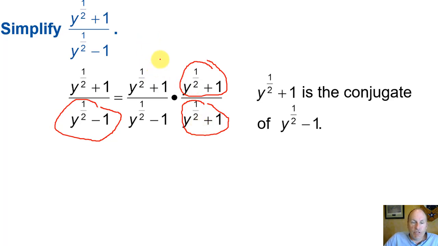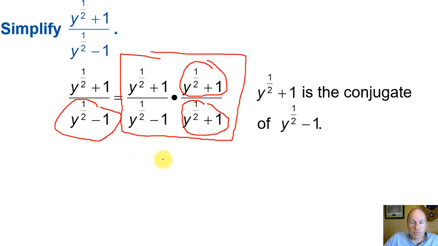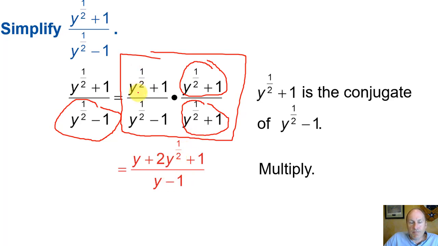So now what we have to do to simplify this is distribute the numerator and the denominator. When we distribute the numerator, we get y to the 1/2 times y to the 1/2, which is y. And then we get y to the 1/2 times 1 plus 1 times y to the 1/2. So that's where our 2y to the 1/2 comes into play. And then we get 1 times 1, which is 1. So the numerator, binomial times binomial, simplifies down to this.